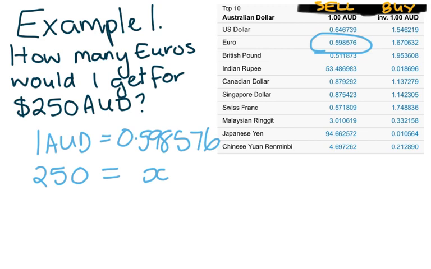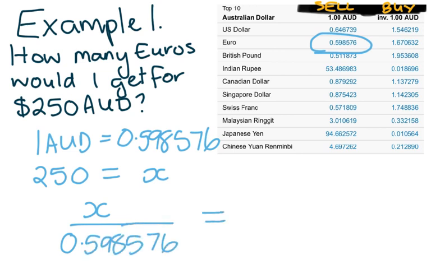So we write our X there. And what we do is we use fractions to keep them in proportion, and we always try to keep the unknown on the top and on the left. So what I mean by that is we do X over 0.598576 equals, because we did X over 0.598576, so we did the bottom over the top, we're going to do the same for the Australian. So we do 250 over 1.